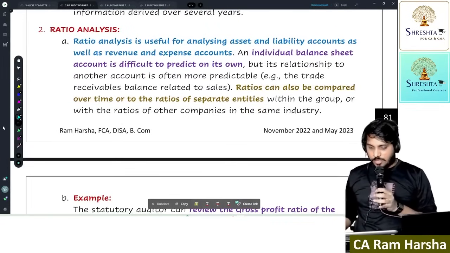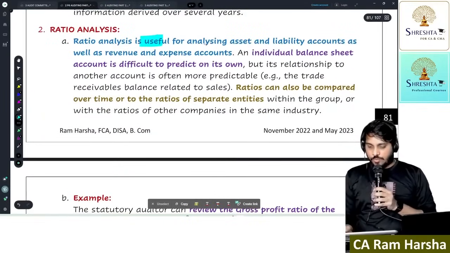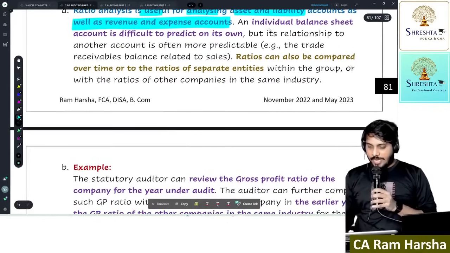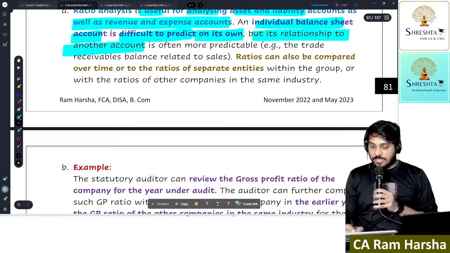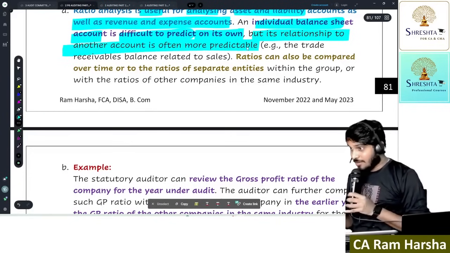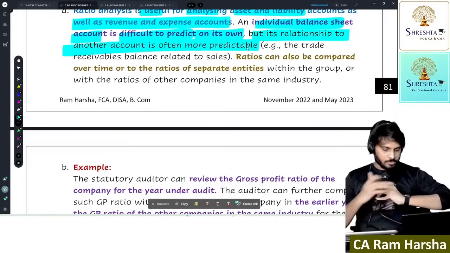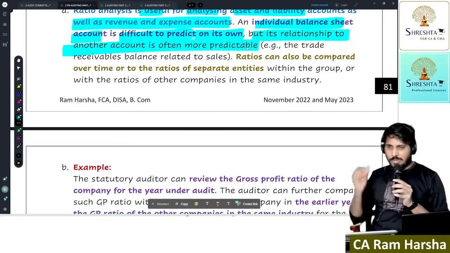Ratio analysis. Ratio analysis means what? Ratio analysis is useful for analyzing assets and liabilities, revenue expenditure accounts. An individual balance sheet account is difficult to predict on its own, but its relationship with another account is more often predictable. What is that sentence meaning? So what is that exact meaning?